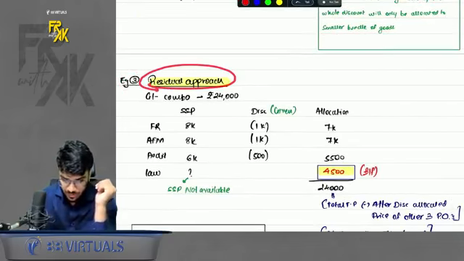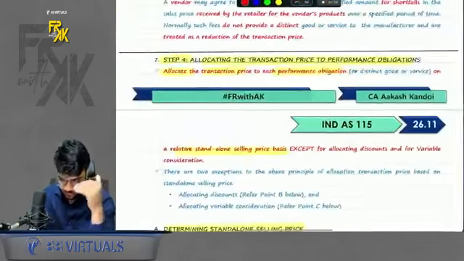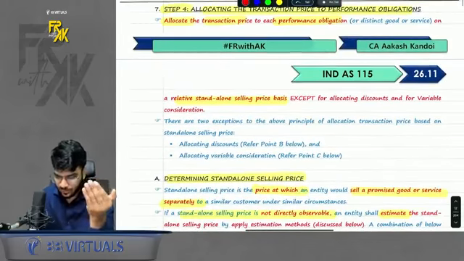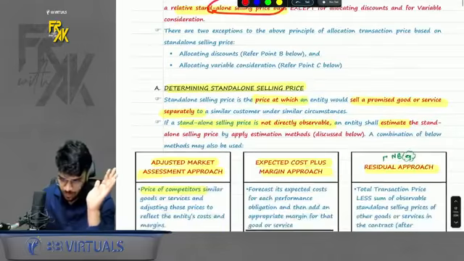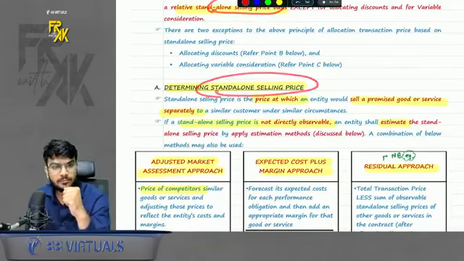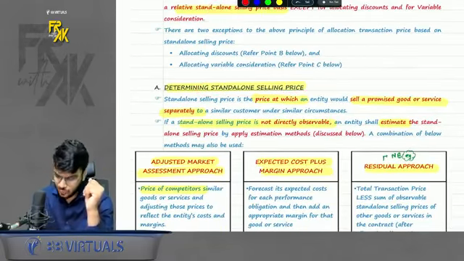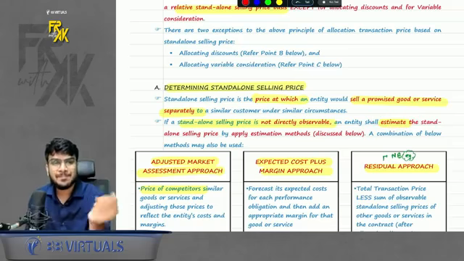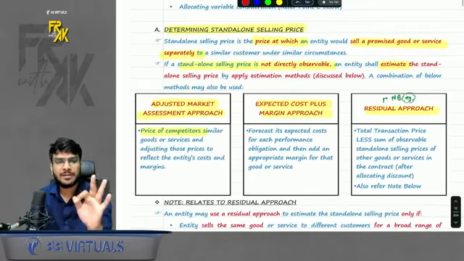Okay, example number 3, residual approach. Now, what is the meaning of residual approach? I'll try to explain. First of all, we know that we have to allocate on an SSP basis. Sometimes SSP is not available. So we will estimate the SSP. If SSP is not available, estimate it. We have 3 methods for estimating.